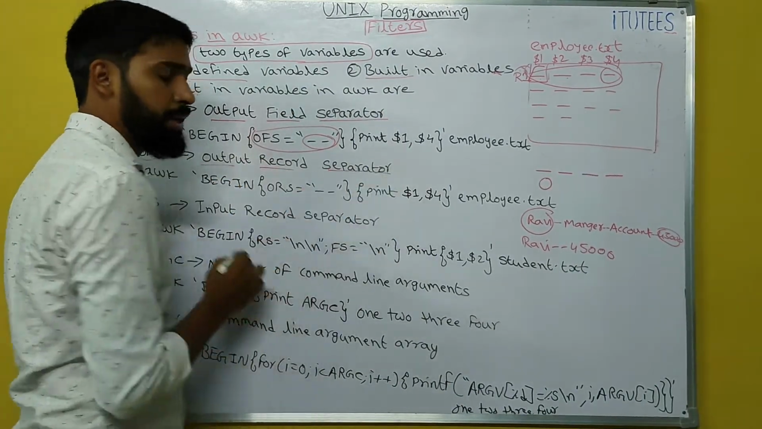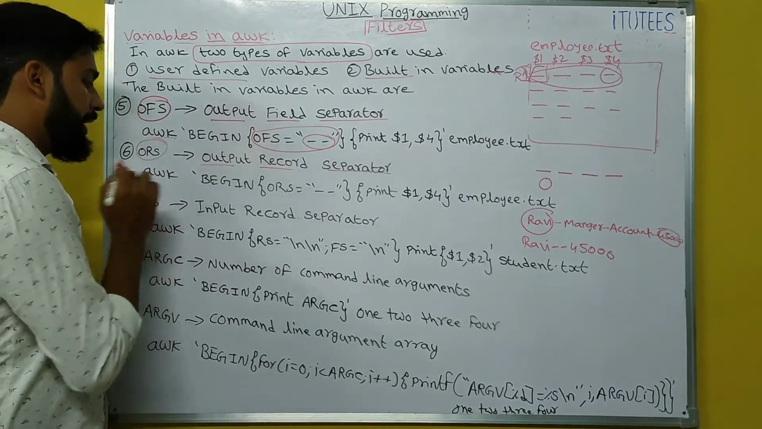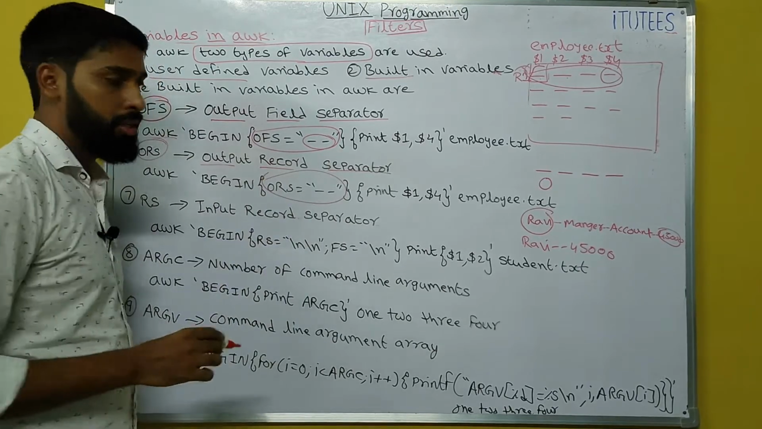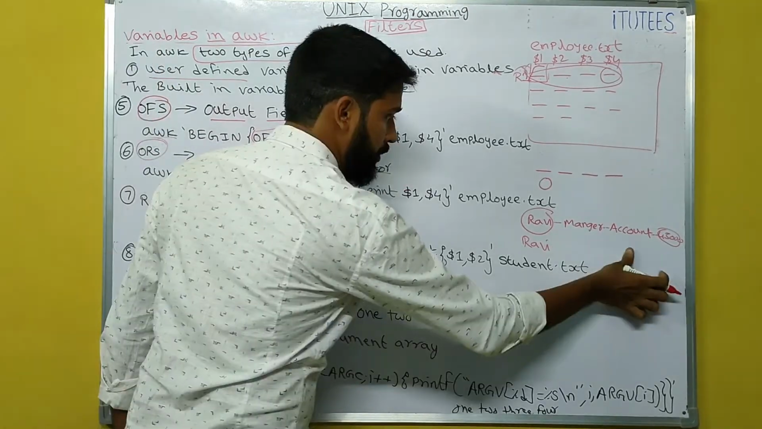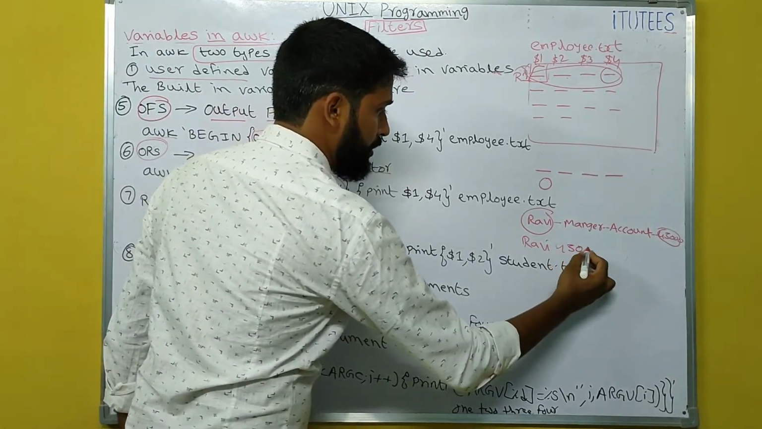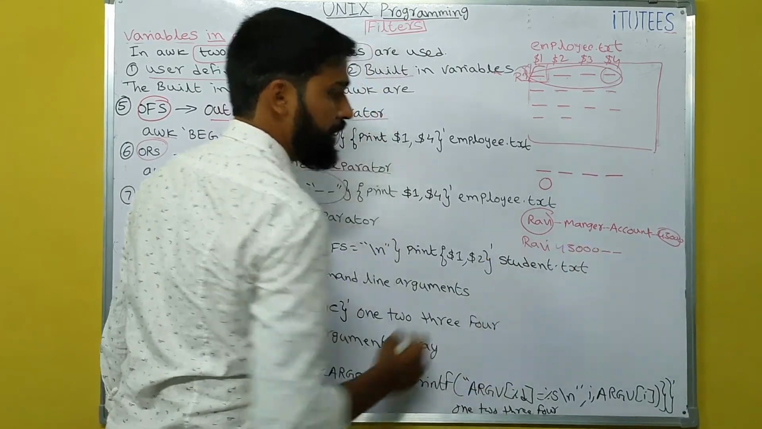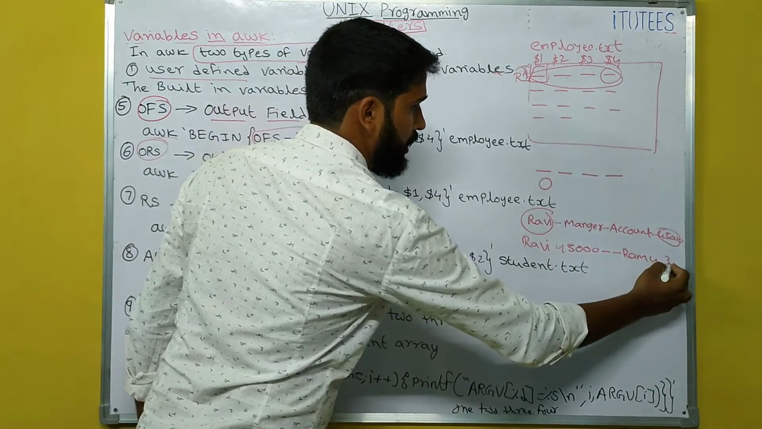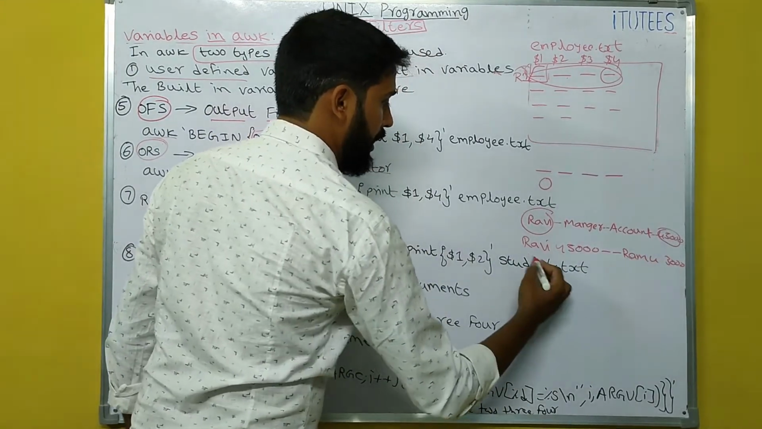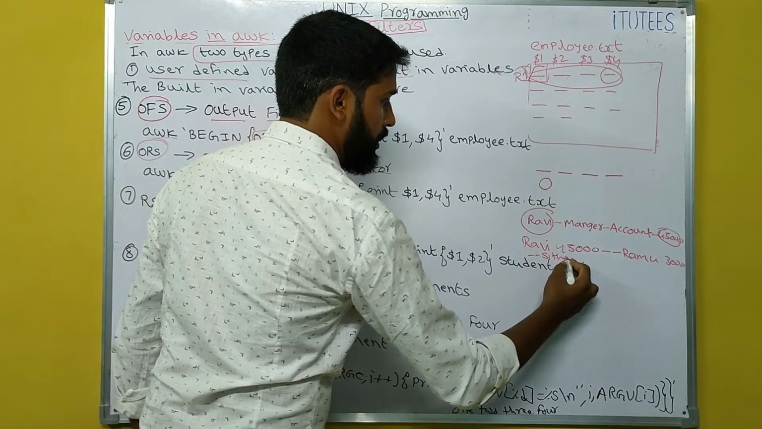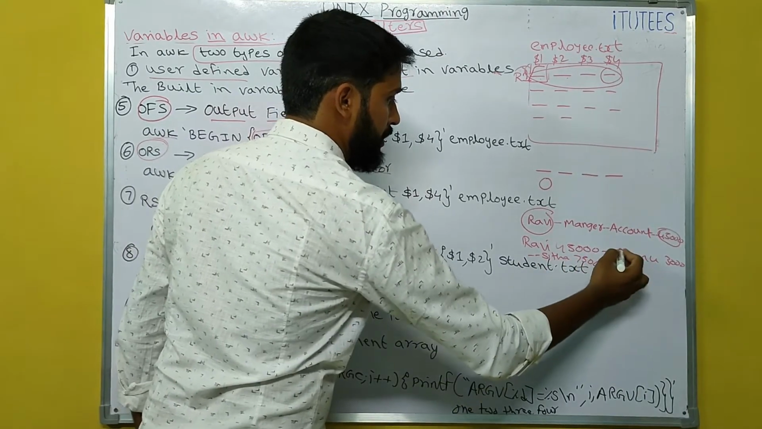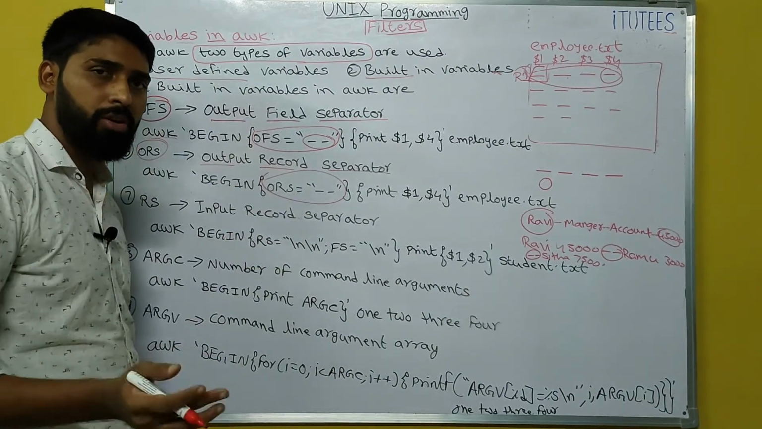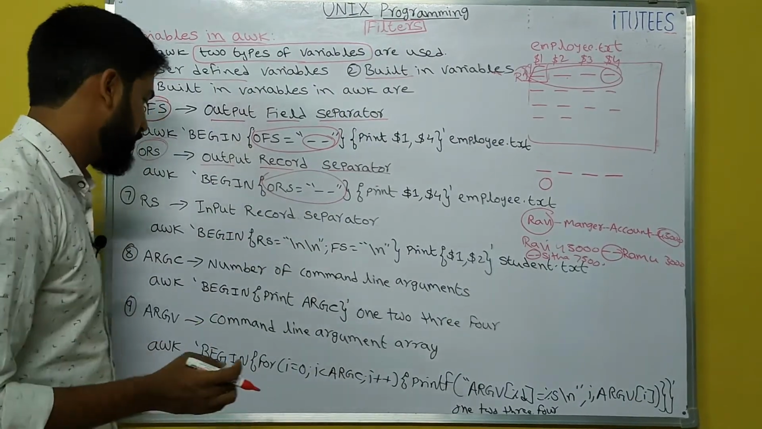The next one is the output record separator, ORS. AWK BEGIN ORS equals to hyphen hyphen. So print $1, $4. Now it prints Ravi 45,000. For the next record it will print hyphen hyphen, so for example the next record is Ramu 30,000, and after that hyphen hyphen, Sita 75,000. That means the records are separated with hyphen. We can see the exact outputs when we execute these instructions.